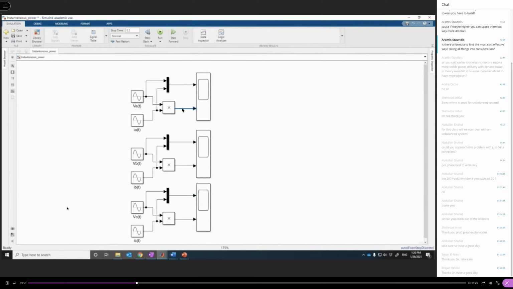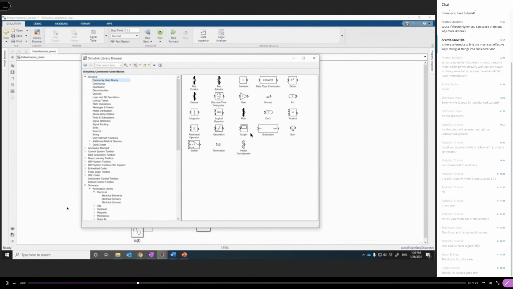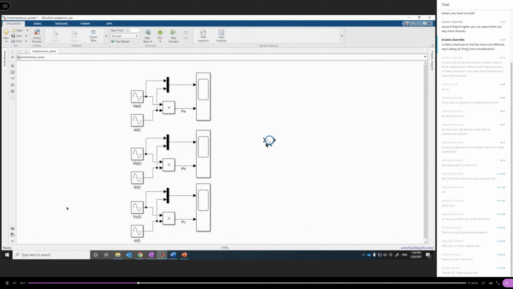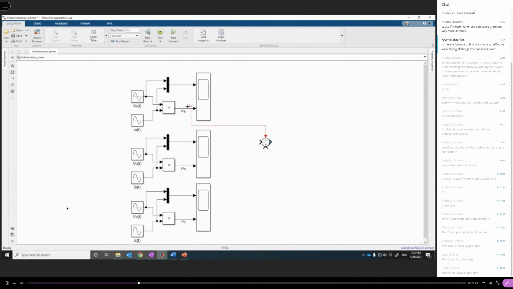So this is PA, and this is P phase B, and this is PC. Let's add them together. So if you go to the library and go to summer, let's use a summer here. We add the three powers together. So this is A. We add it to B, and then add it to C.